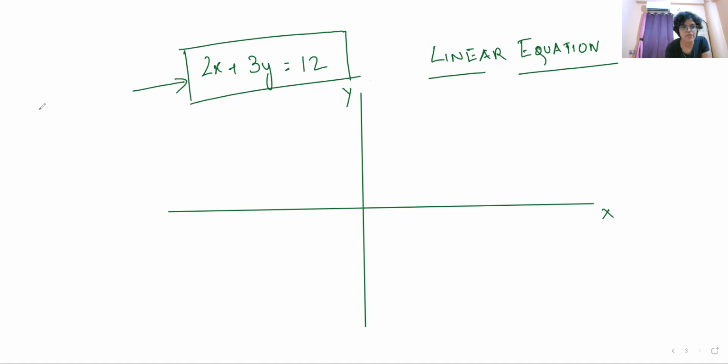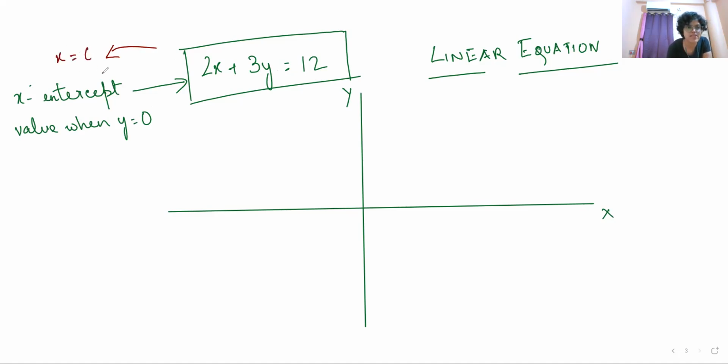So what is the intercept form? It basically involves finding the x-intercept, which is nothing but the value of x when y coordinate is 0. So in this particular case, the x-intercept would be, let's see, if we put y equal to 0, 2x plus 0 equals 12. So x equals 12 by 2, x equals 6 should be the x-intercept, right?